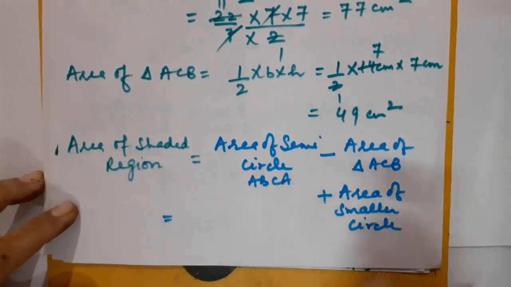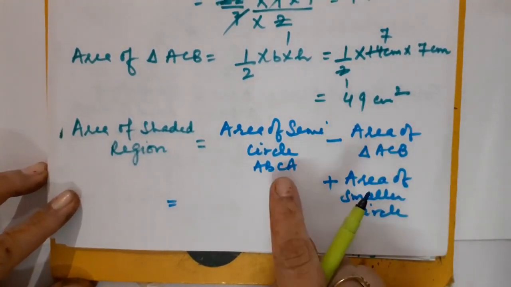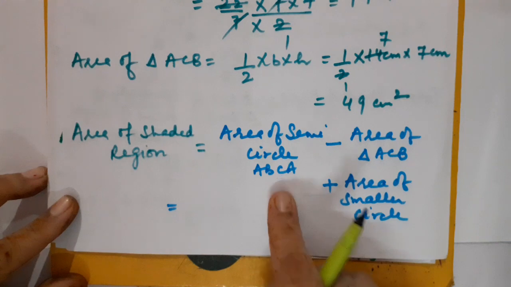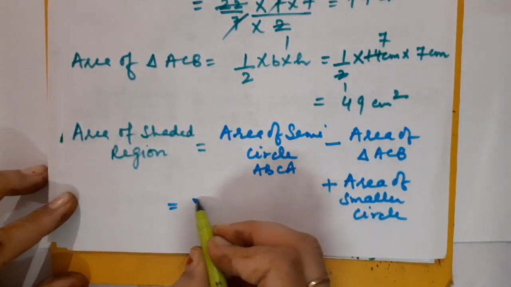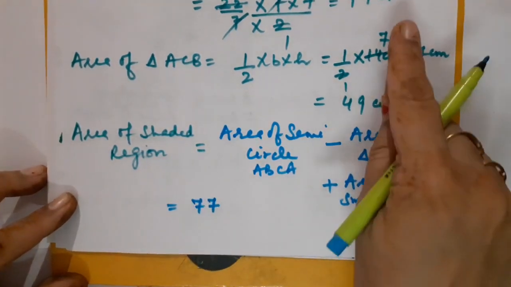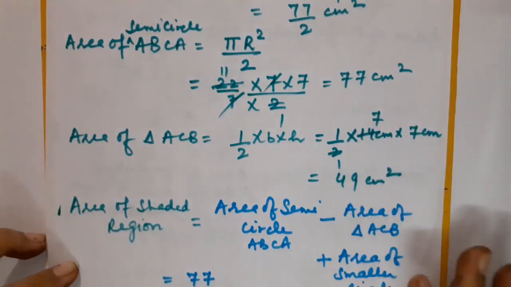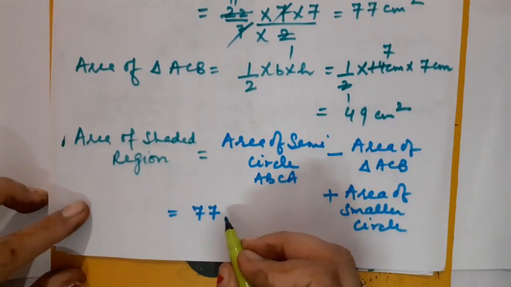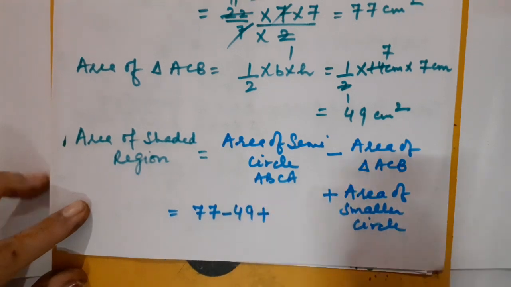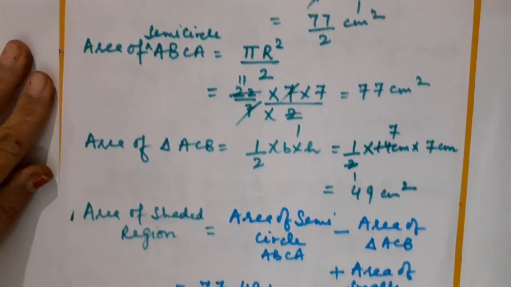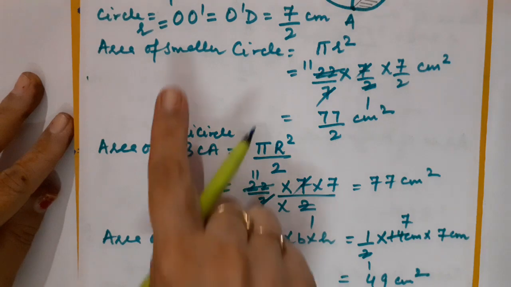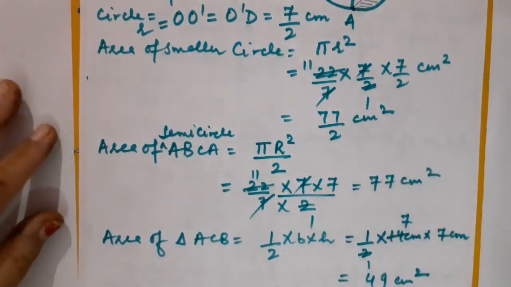Correct. So let us place these values over here. Area of semicircle we have just calculated, that is 77 square centimeter. You can see here. Fine. I am going to subtract 49, which is the area of the triangle, from it, and I will be adding the area of the smaller circle to it.